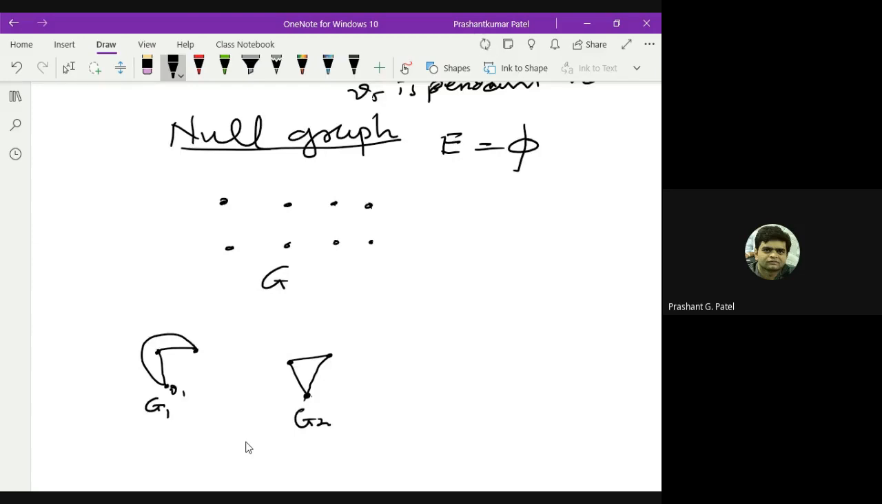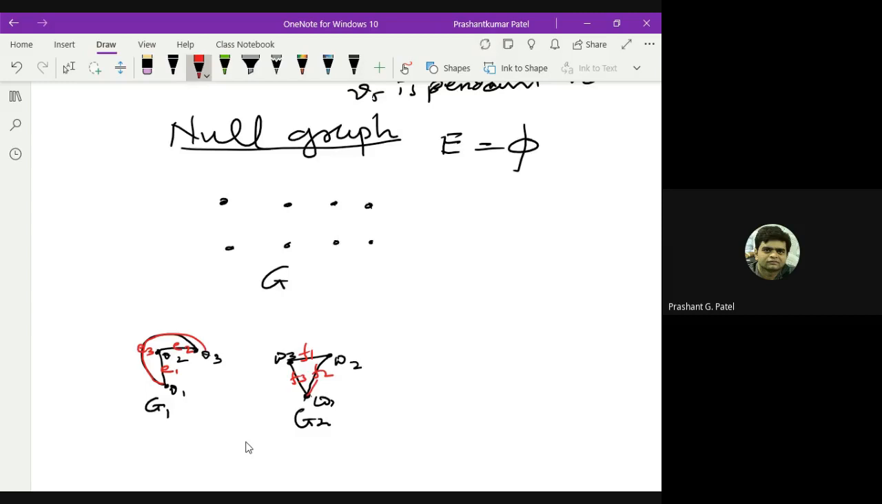Let's say this is V1, V2, V3, and the edges are E1, E2 and E3. Here we label the vertices W1, W2, W3, and the edges we denote as, let's say, F1, F2, F3. So these two graphs are actually looking the same, because what we have done is just this edge E3 is plotted in this form, F2.